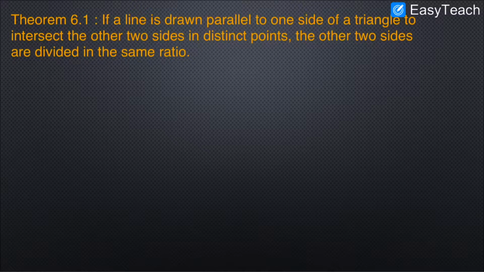Let's split the statement first. For example, if a line is drawn parallel to one side of a triangle. So I am going to make one partition here and then here and here. What it says in the first statement: if a line is drawn parallel to one side of a triangle. Let me draw one triangle first. I name them as A, B, C.